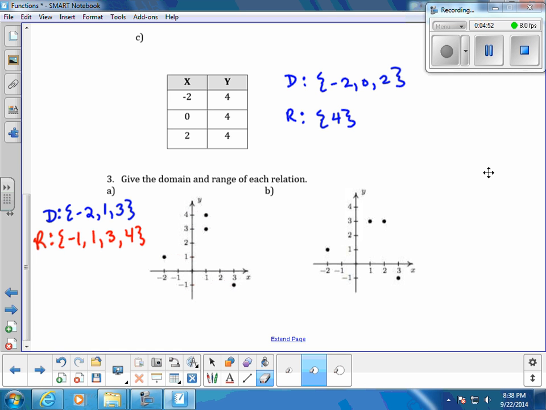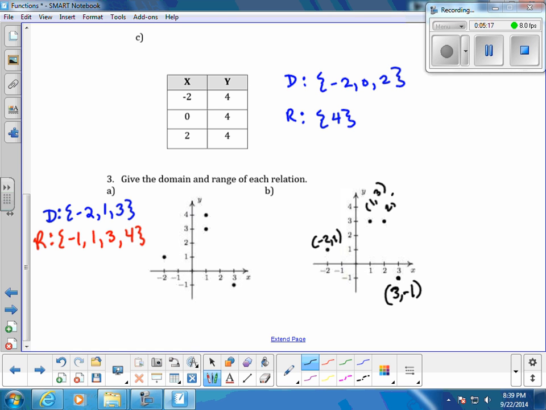Okay, so we name domain and range like that. On part B, I'm going to name it a little bit different. I'm going to list them as ordered pairs. This is the ordered pair -2, 1. This is the ordered pair 3, -1. This is the ordered pair 1, 3, and this one is 2, 3.